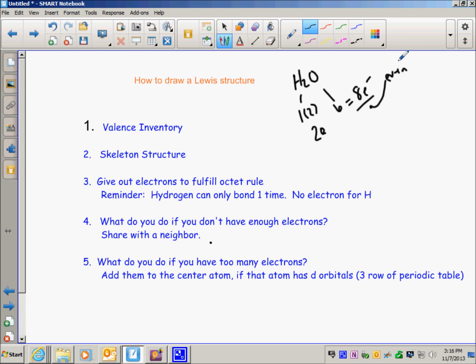Now, this number, generally speaking, should always be even. Is it possible for it to be odd? Yes, but it would be an extremely reactive chemical. It is not real happy. So even is our general rule of thumb here.